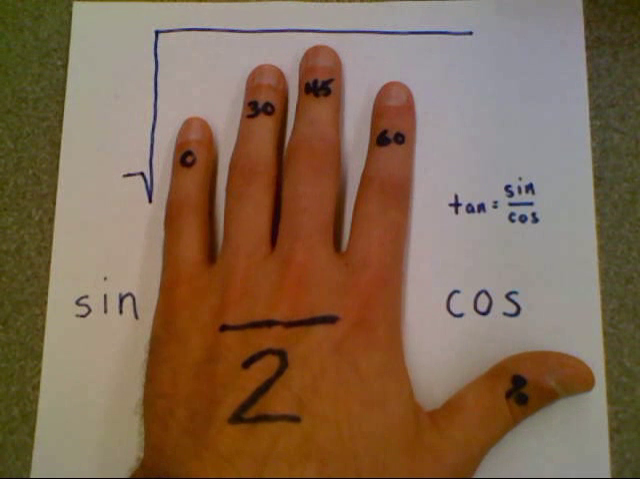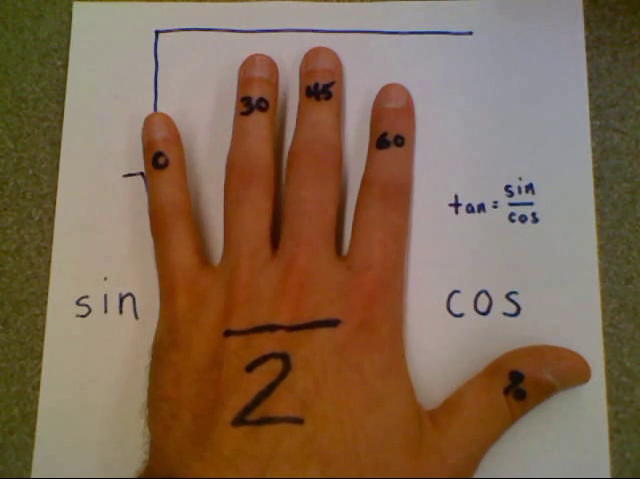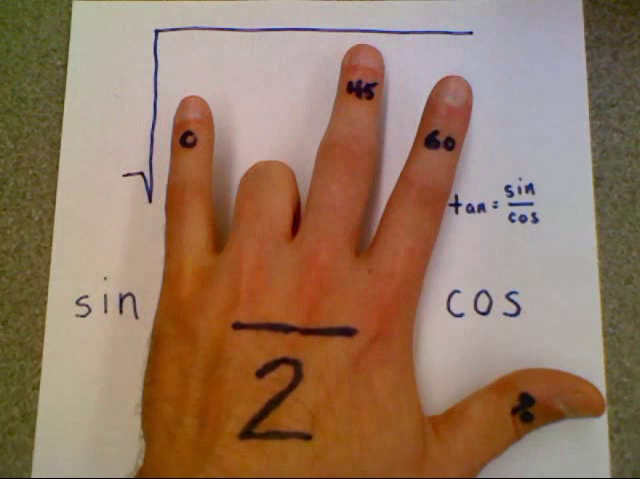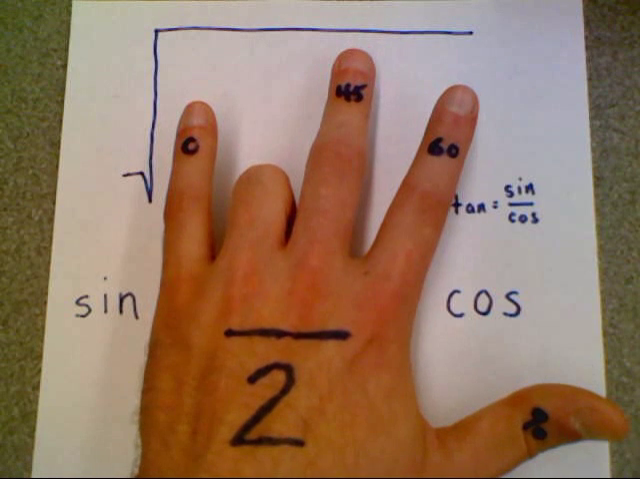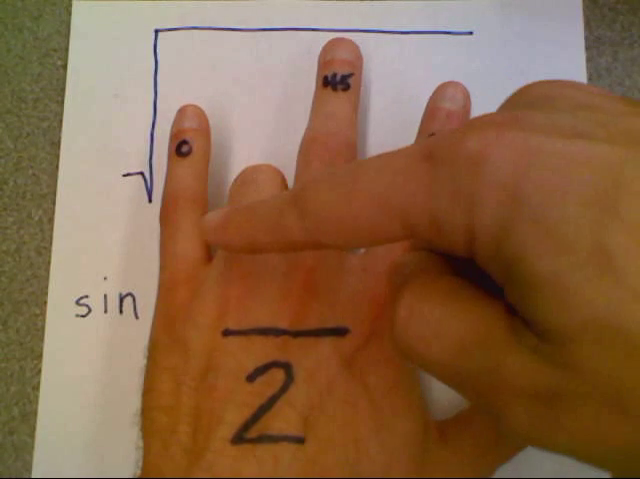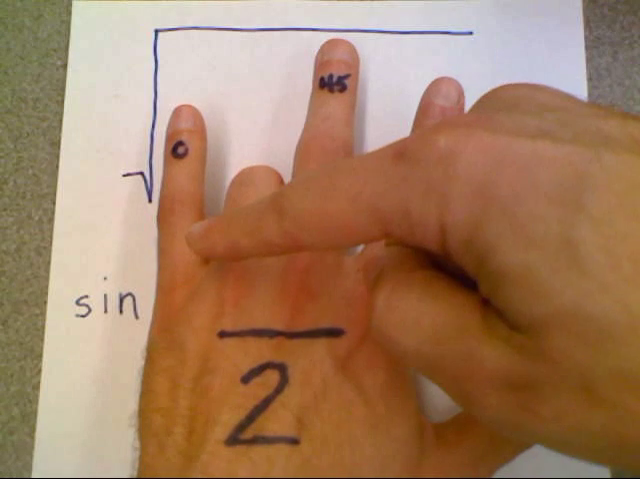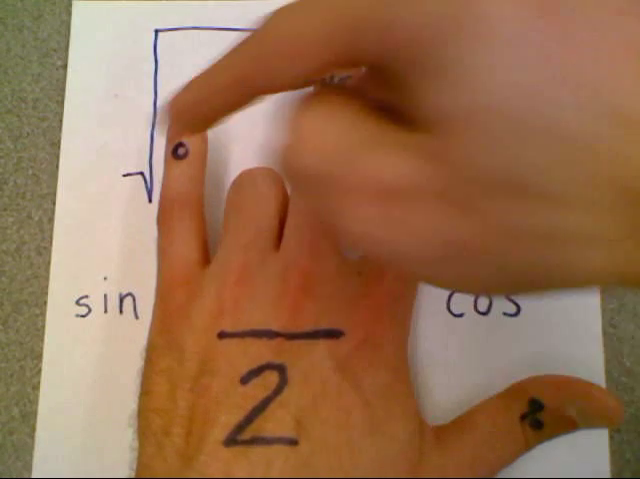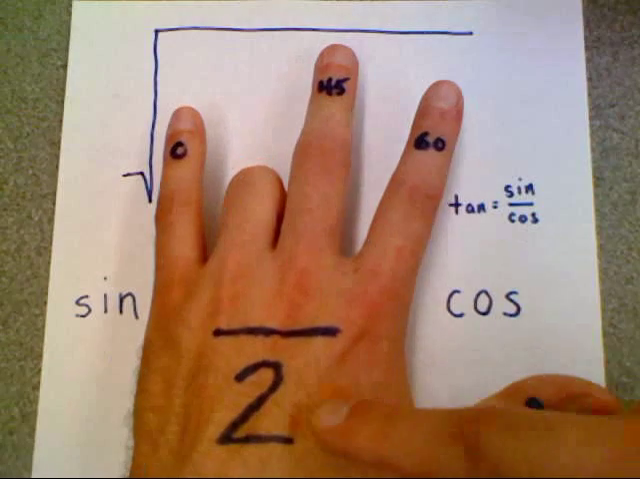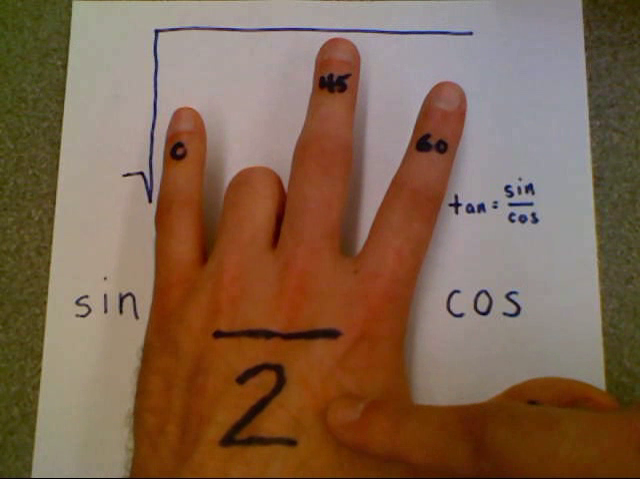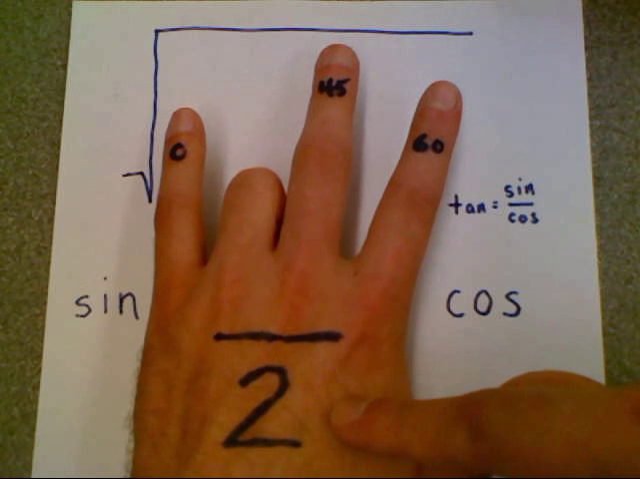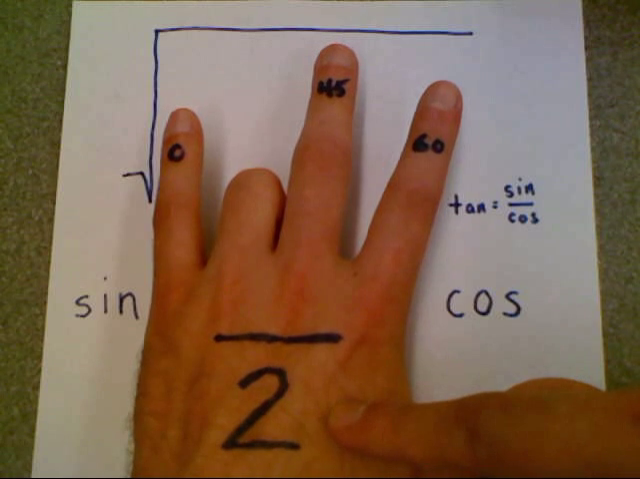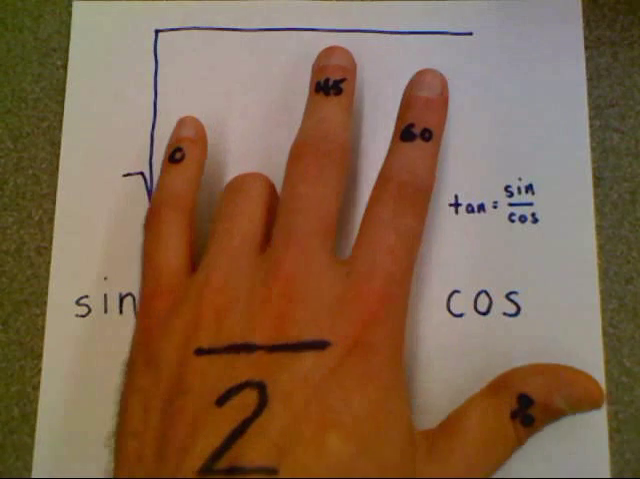So for instance, if we want the sine of 30, we put down the 30 finger. Then we want to take the fingers that are still up on the left part of the hand. So there is 1. So we say radical 1 over 2. Radical 1 is 1. Square root of 1 is 1. So for the sine of 30, our answer is 1 over 2.